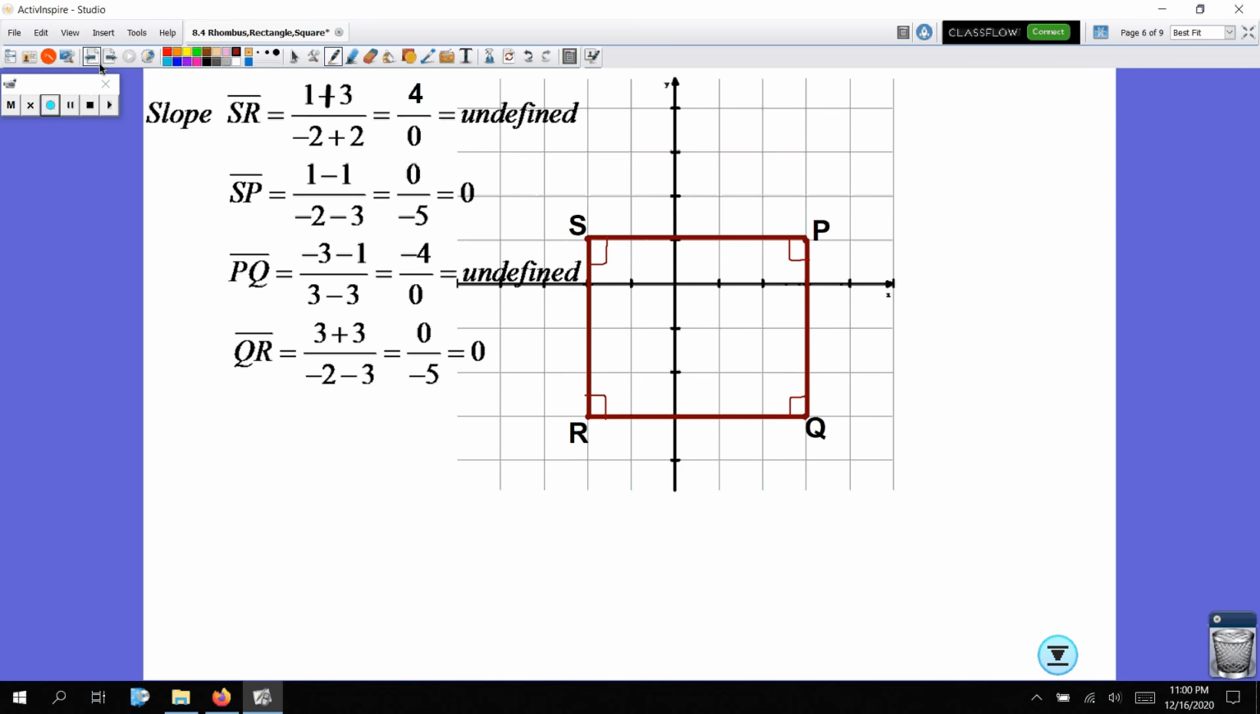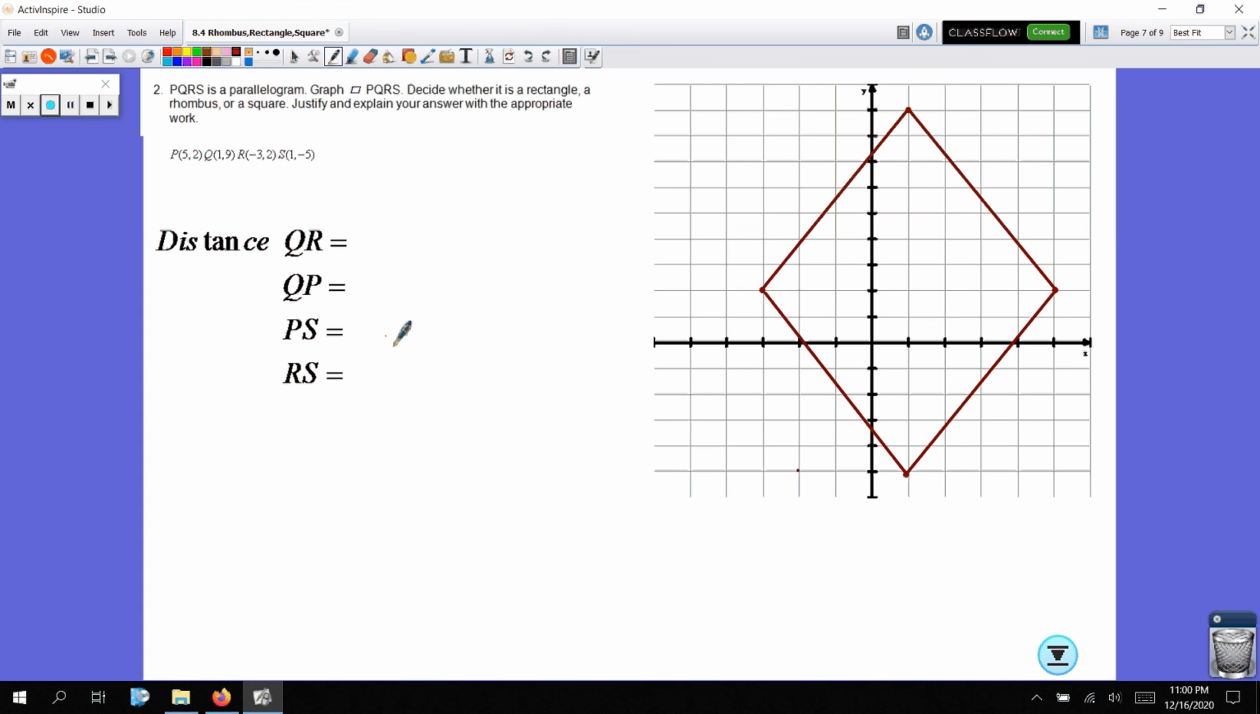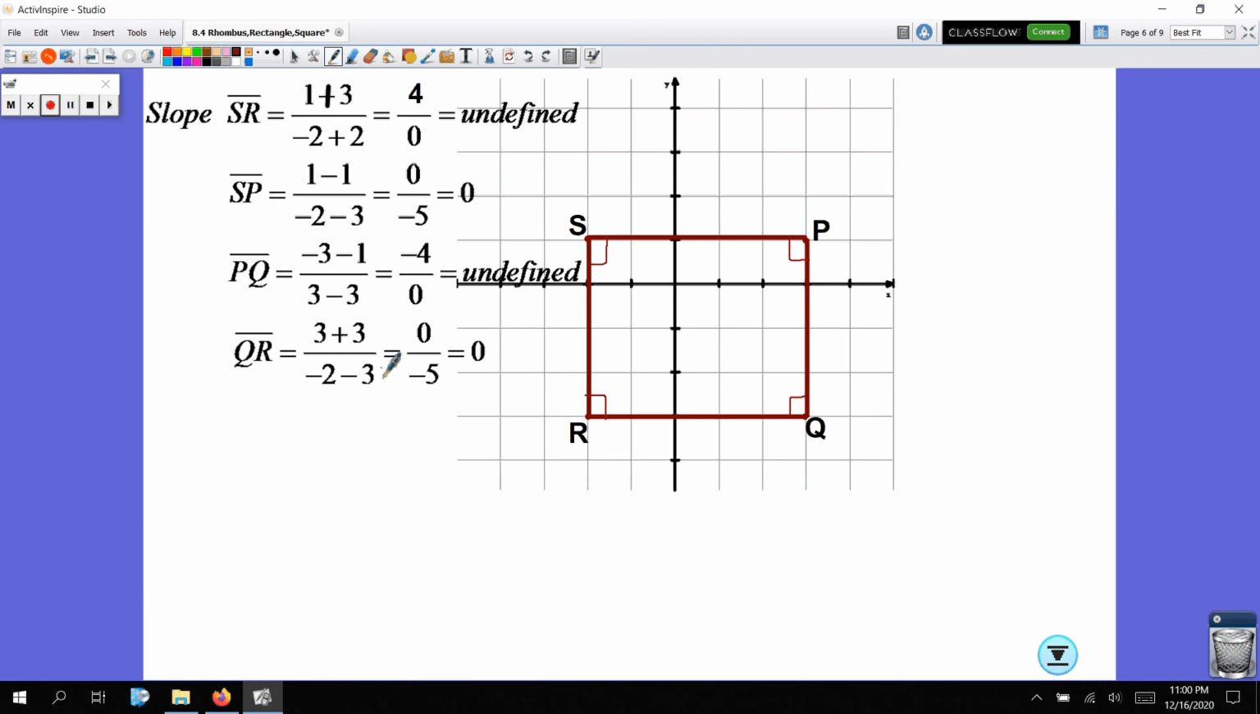All right, now let's look at the distance or the length, because now we need to decide, and it's no longer a rhombus, so we can get that out of there. Oh my goodness gracious, I'm so sorry, please forgive me.